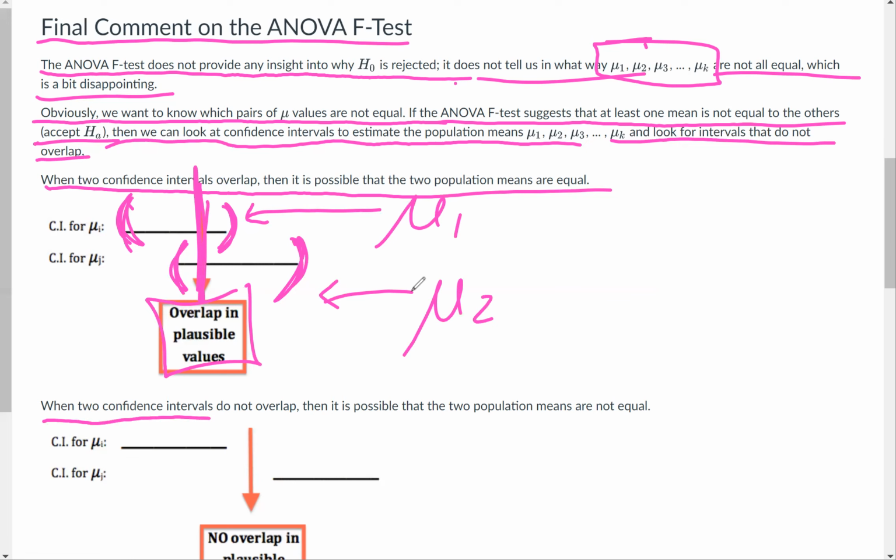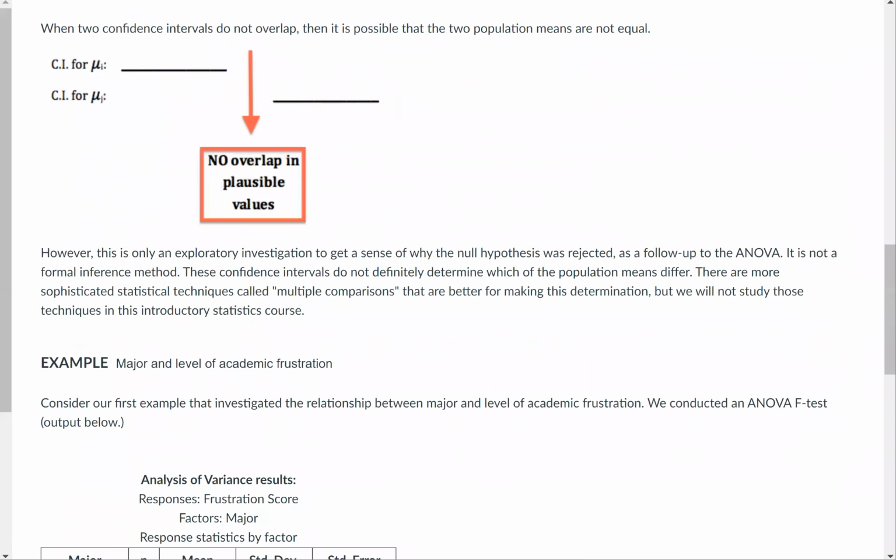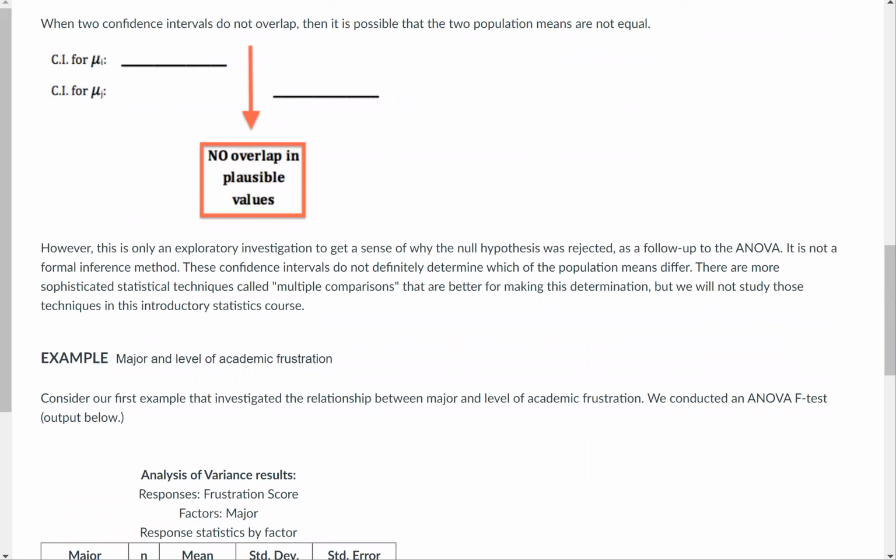When two confidence intervals do not overlap, then it's possible that the two population means are not equal. And it's often what we can assume. But these are confidence intervals, they are not exact. We think that they're not going to overlap. It's possible that these intervals do not actually contain the mu's. Depends on the confidence level.